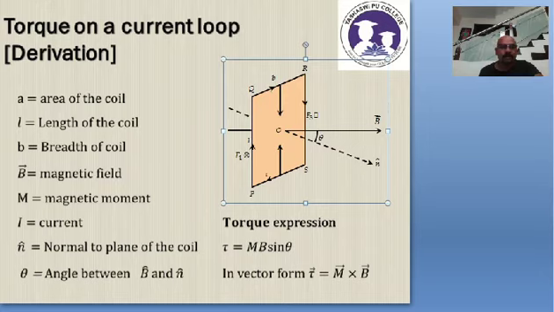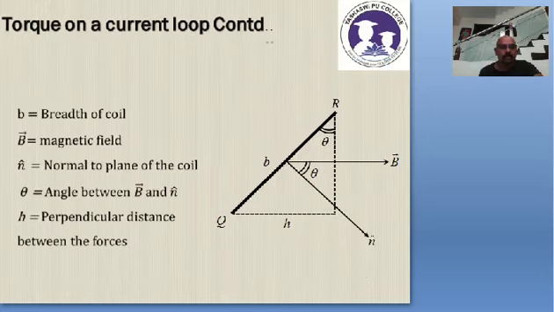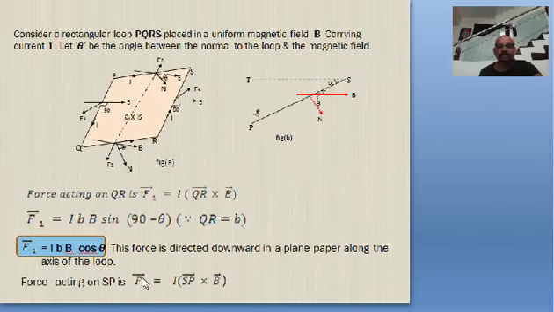So we will try and arrive at the equation for the magnetic field, the equation for the torque acting on the loop. Now let us go for this derivation. Again, the same loop we have considered, only slight changes are there. Here the current is going downwards, that's it. Now P, Q, R, S.